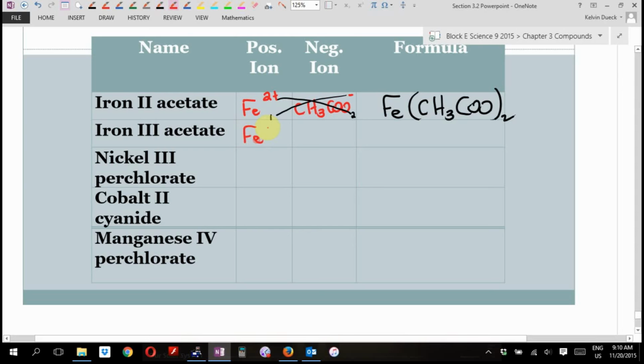That's going to be Fe3+ and C2H3O2 minus. Oh, you know what? Iron 3 acetate is going to be exactly the same as iron 2 acetate, except instead of a 2 on the outside of the bracket, what's going to be on the outside of the bracket? A 3. Cool. I almost could have done that one in my head.